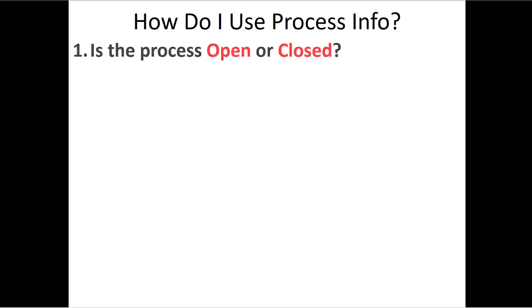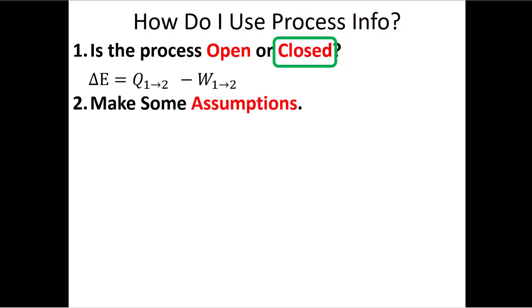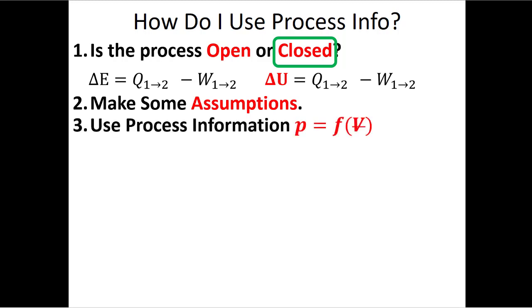So how do I use process info? First, I think we have to think about a couple of questions for every process that we look at. We want to ask ourselves, is the process open or closed? At this point, the only thing we know how to work with are closed processes. So we're going to say closed, and that opens up to us the closed version of the first law, which is delta E is equal to Q minus W. Then we'll make some assumptions, typically that kinetic energy changes and potential energy changes are negligible, so our delta E term becomes delta U. So we get that the change in internal energy is equal to Q minus W.